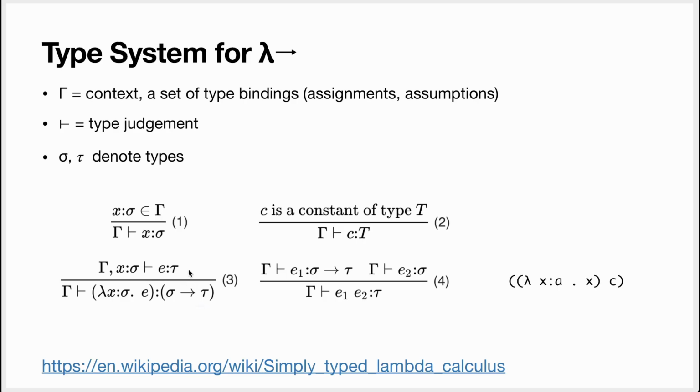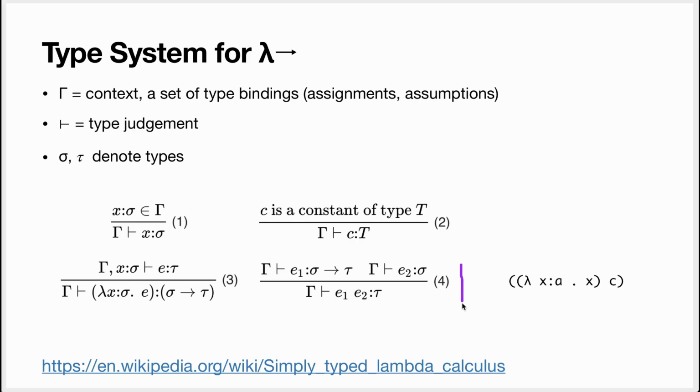So how do we get this premise? Well, we get it through some other rule. So for instance, e could be a constant. Then we could use rule 2 to say that whatever the parameter type actually is, the return type would always be the type of the constant. And then this is easy to type.